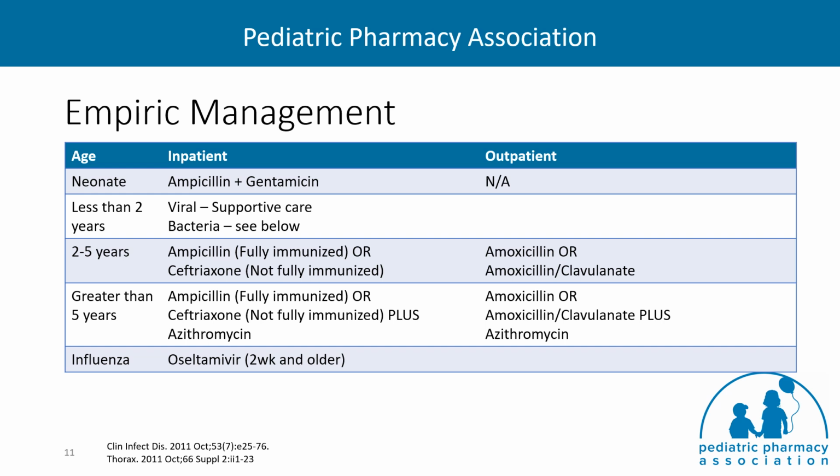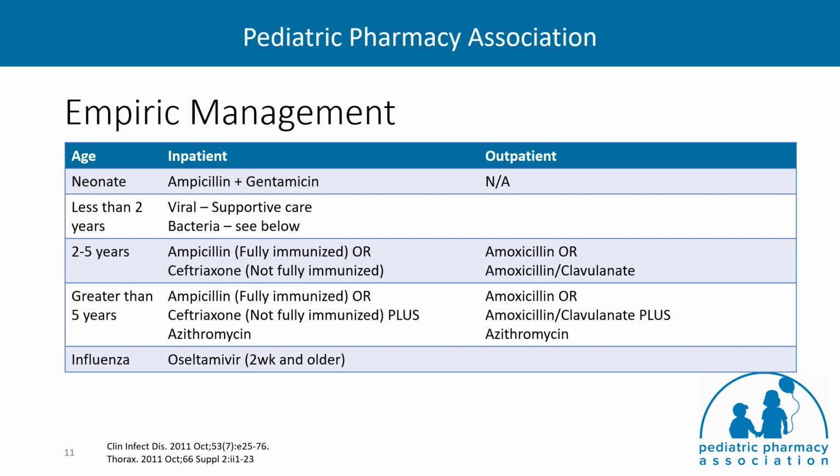Patients less than 2 years old are typically infected with a viral cause and will only need supportive care. If antibacterial coverage is needed, then the regimen for those less than 2 and those between 2 and 5 are similar. Ampicillin alone is needed in fully immunized patients and should provide sufficient coverage. In patients who are not up to date on vaccination, it is recommended to use ceftriaxone, as this will cover for all possible pathogens.